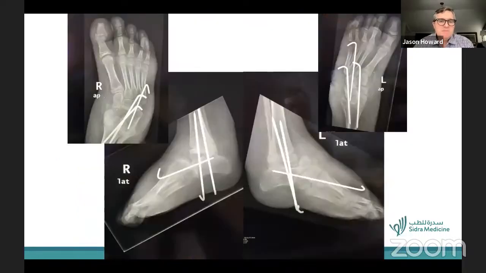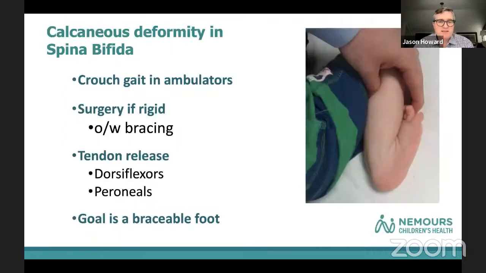And here she is postoperatively. You can see we used just some Steinman pins to hold it in place, and with some casting. And she had a braceable foot after this. So there's still a role for talectomy in some cases.